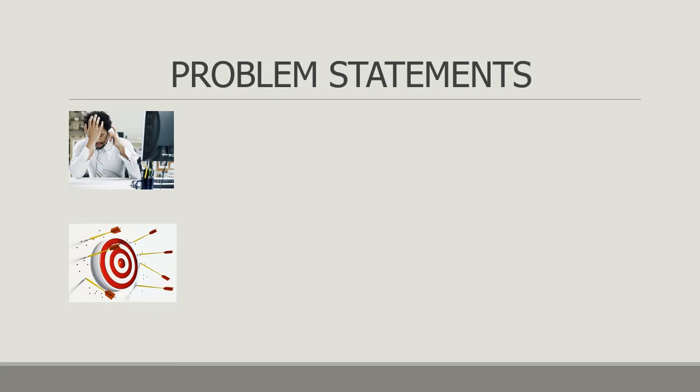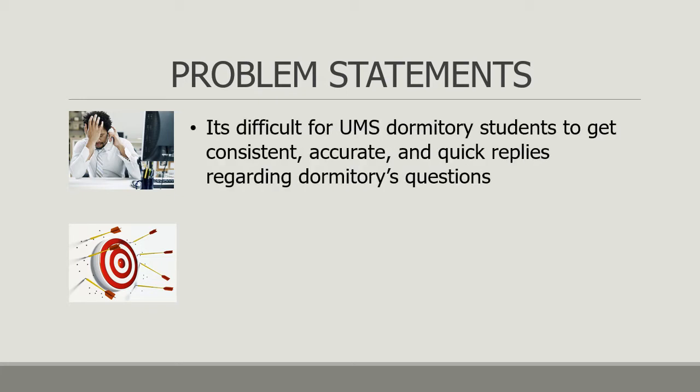Firstly, for problem statements, it is difficult for UMS dormitory students to get consistent, accurate, and quick replies regarding dormitory questions. This is because some of the UMS dormitory offices are far from the students' dormitory. So, in order to get their queries answered, students need to walk to the office. Other than that, dormitory staff cannot provide students with consistent, accurate, and quick replies to their questions because their main job is to do administrative work.